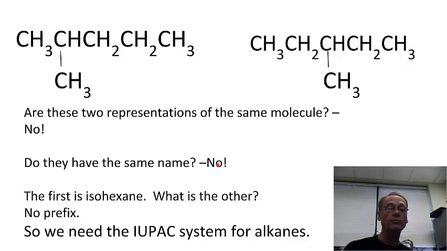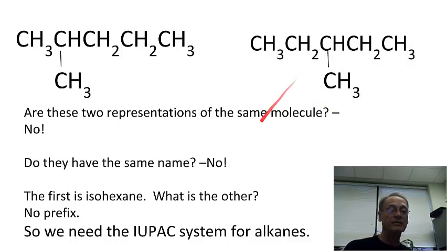And that's one of the rules of naming: you can't have two compounds with the same name. So the first one is called isohexane. And what are we going to call the next one? Well, unfortunately, at this point, they kind of threw up their hands and said, you can't keep coming up with new prefixes. It's going to become impossible. So this one does not have a common name.